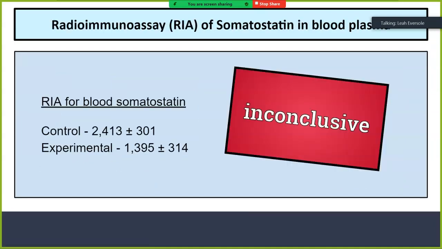And our next test that we did was an RIA of somatostatin in blood plasma, and we found out that this was inconclusive and actually not a test that we really needed to request. There are the values presented for you, but we probably should have gone with a tropic hormone higher up on the cascade to test for somatostatin, but we have some reasoning for why we might be able to refute that it is somatostatin, and I can go over that with you now.